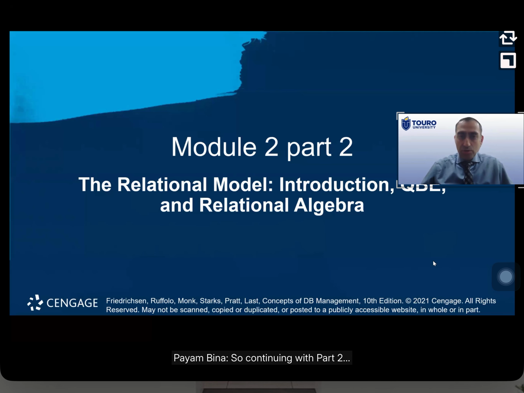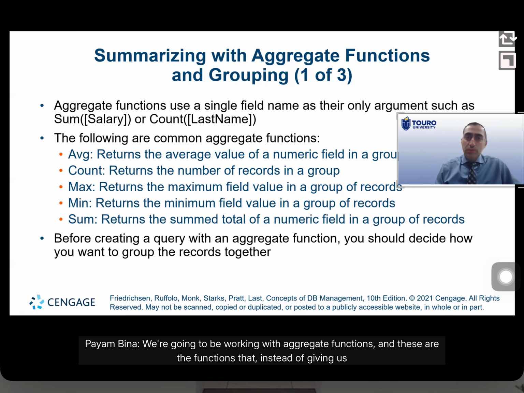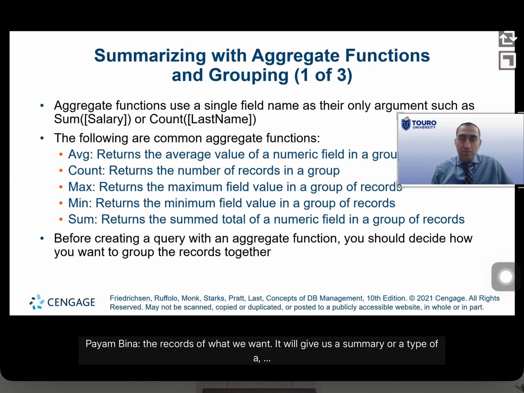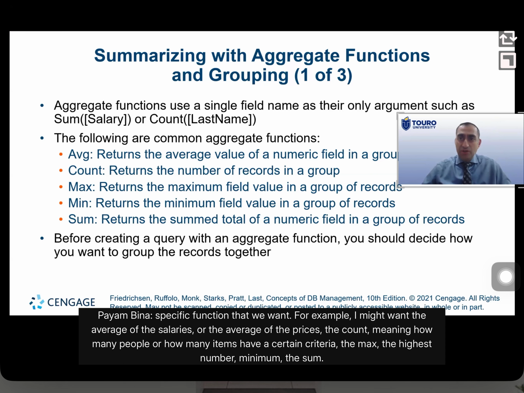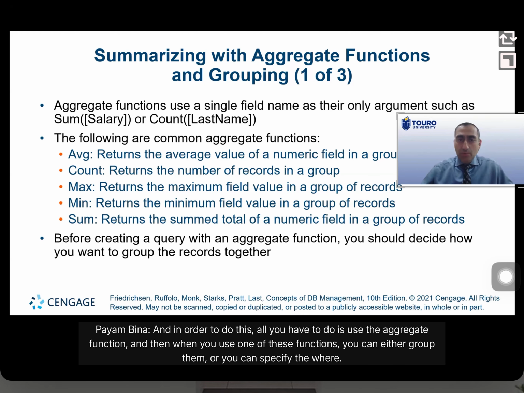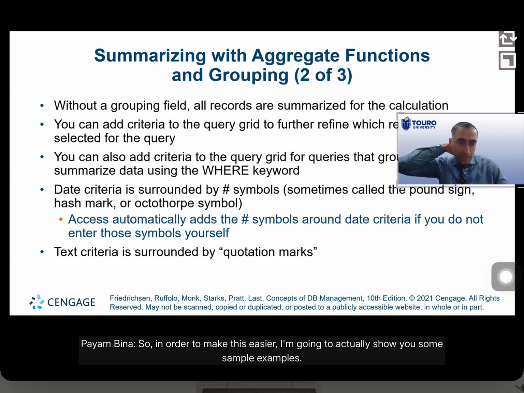So continuing with part 2, we're going to be working with aggregate functions. And these are the functions that instead of giving us the records of what we want, will give us a summary or a type of a specific function that we want. For example, I might want the average of the salaries or the average of the prices, the count, meaning how many people or how many items have a certain criteria, the max, the highest number, minimum, the sum. And in order to do this, all you have to do is use the aggregate function, and then when you use one of these functions, you can either group them or you can specify the where. So in order to make this easier, I'm going to actually show you.